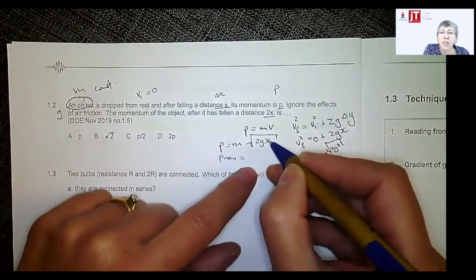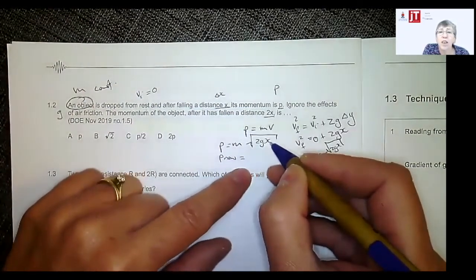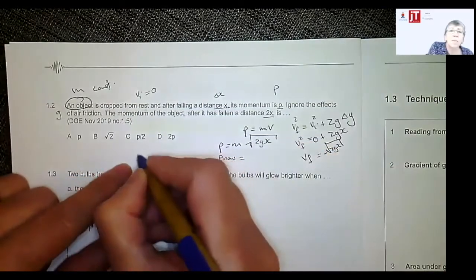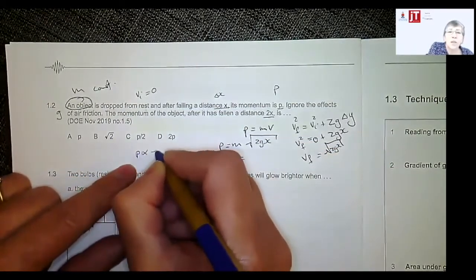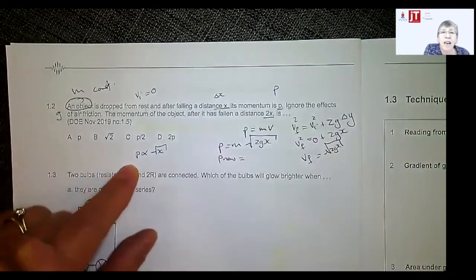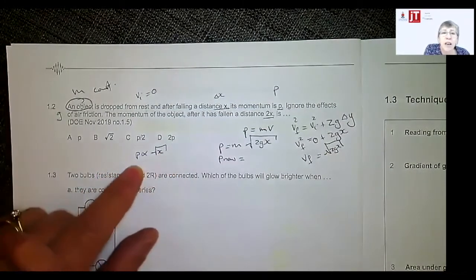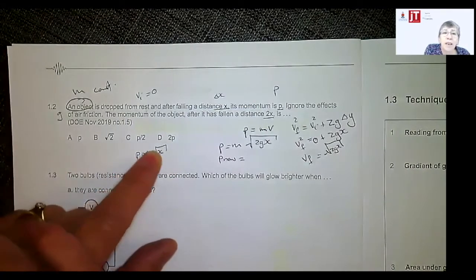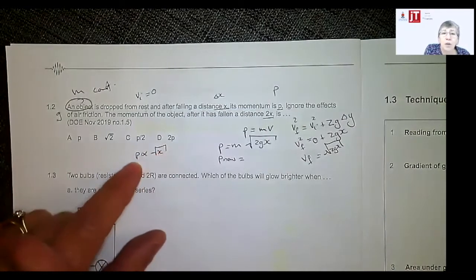Only that x changed, right? So p is directly proportional, if you want to do it the second way around, to the square root of x. So if the x doubles, what's happening to p? P is directly proportional to the square root of 2 then.